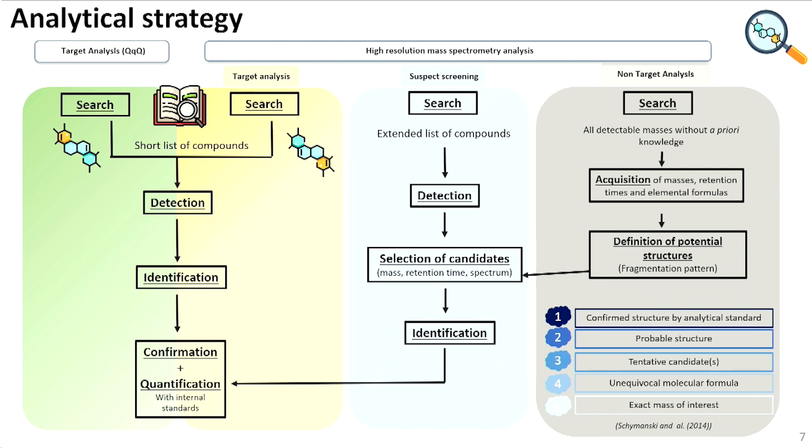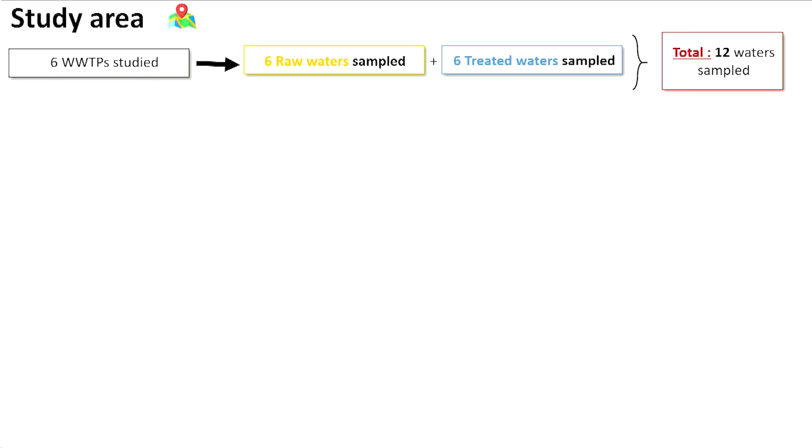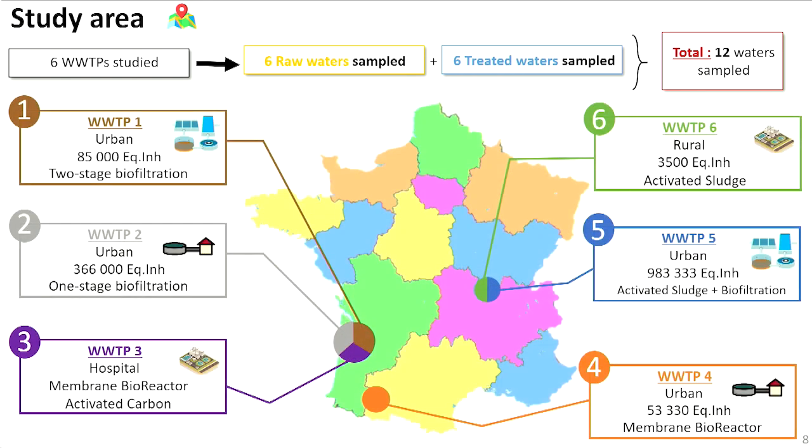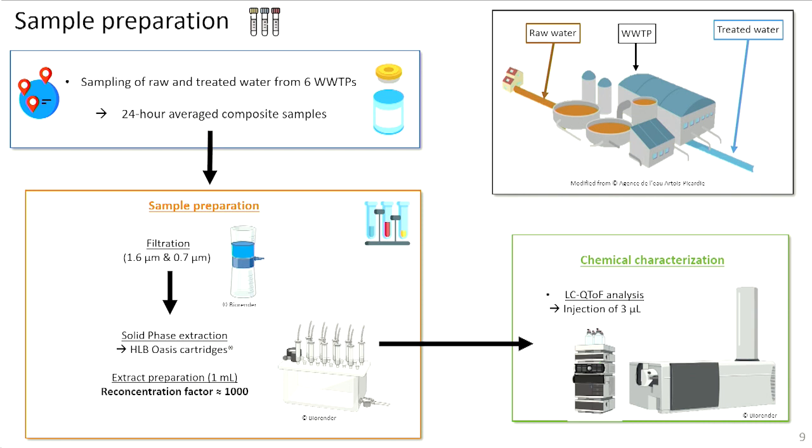For instance, level 1, which is the highest, is obtained when the structure is confirmed by the analytical standard. In this work, we chose to work on 6 French wastewater treatment plants, so a total of 12 waters were sampled. The study sites are shown on this map. As you can see, several types of wastewater treatment plants with different treatment capacities and with various treatment processes were selected.